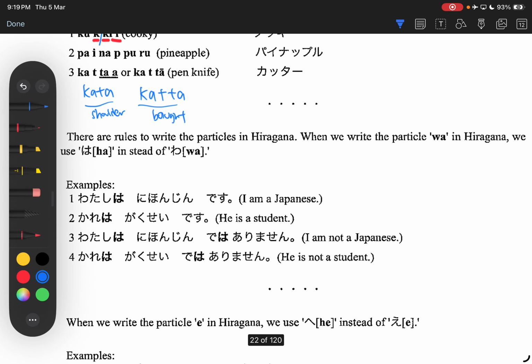Over here you can see this particle wa is not written as wa but written as ha. But it's pronounced as wa. So this is what I've been saying just now.